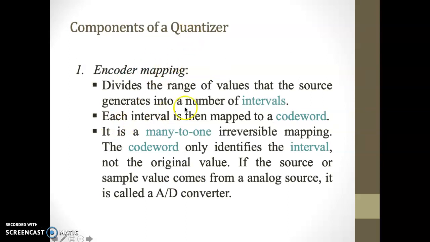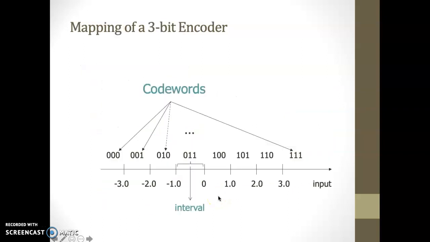The encoder will divide the range of values that the source generates into a number of intervals. Each interval will be mapped to a code word. So it is a many-to-one irreversible mapping. The code word only identifies the interval, not the original value. So the code word represents a number of values. If the source or sample value comes from an analog signal, it is called an AD converter.